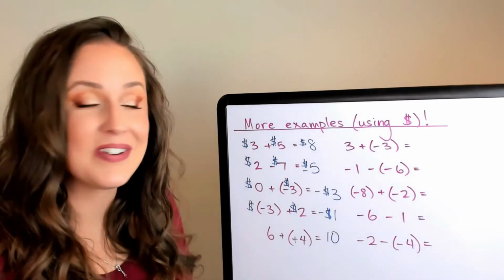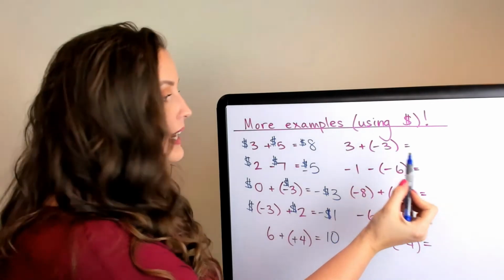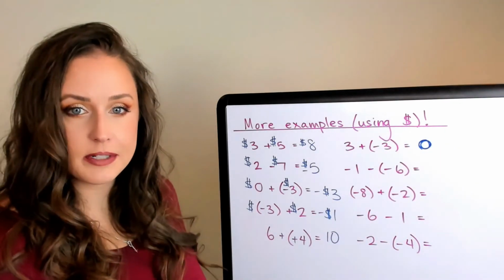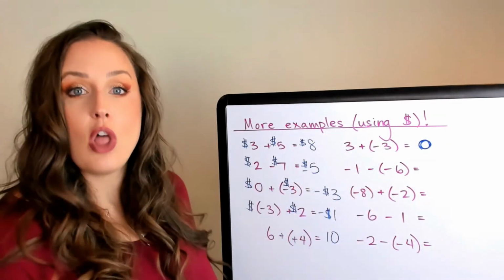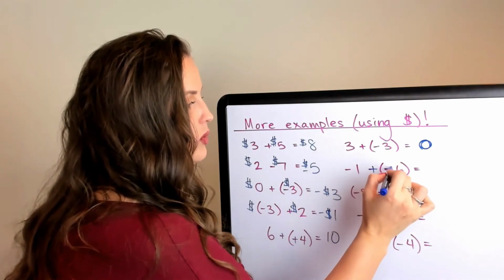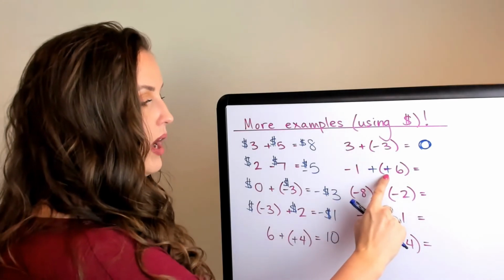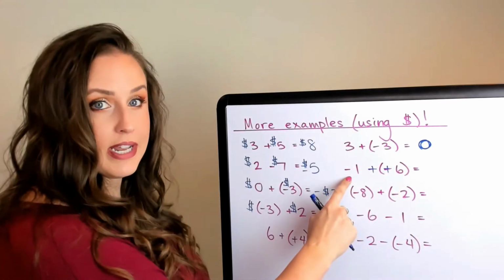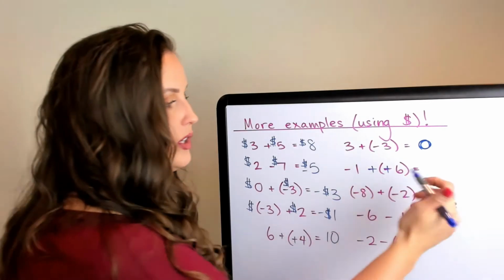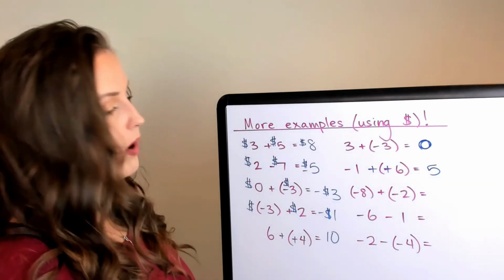Okay, let's continue. So if we have 3 and we add a debt of 3, we're going to be neutral. We're going to be at $0. Now this one, there's a lot of negatives going on, but here's our kissing negatives. So we're going to make those into addition. So -1 plus a positive 6. So if you start at -1 in your bank account and you deposit $6, you're going to be in the positive $5. So hopefully that makes sense.